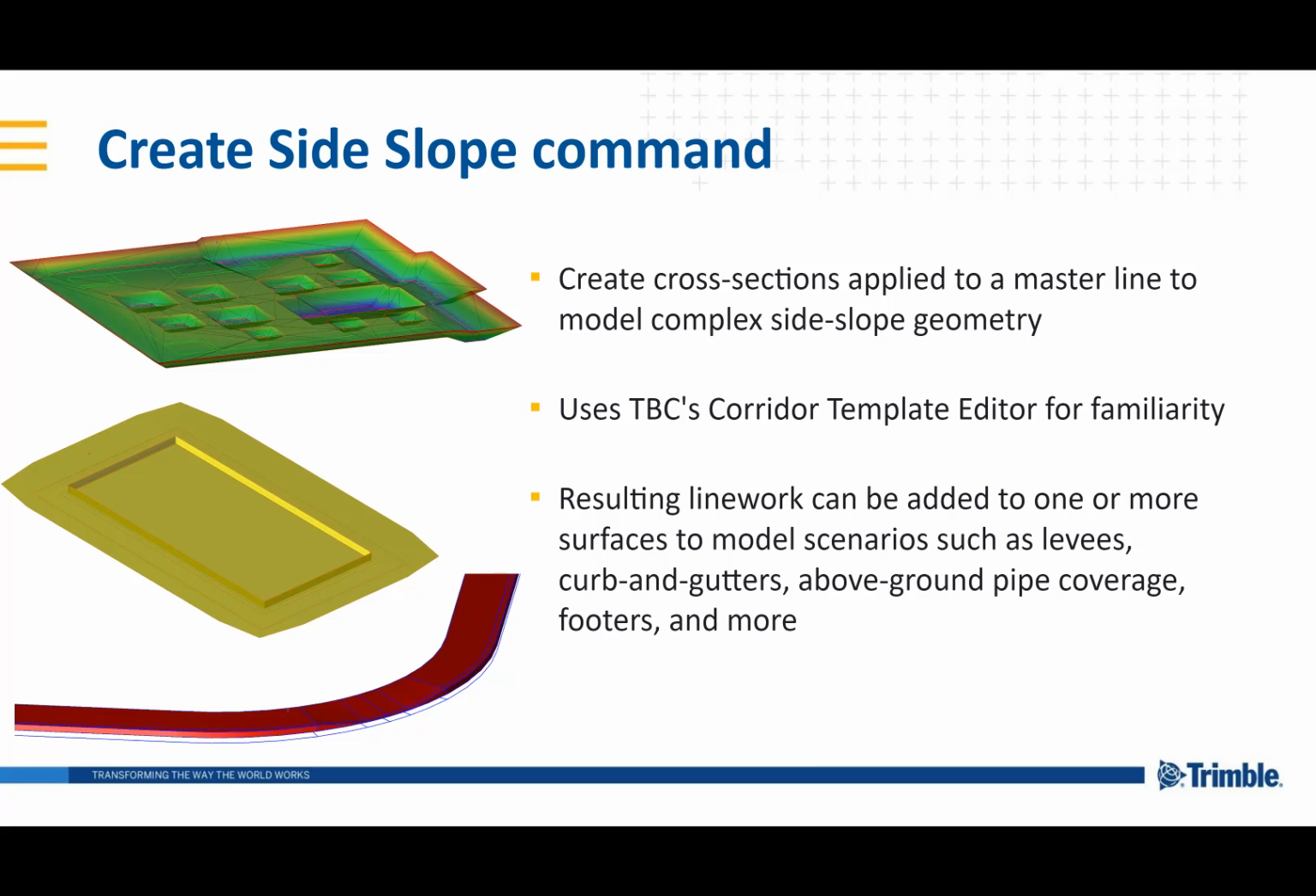And the resulting line work can be added to one or more surfaces. So this is a line work creating command. If you can then build surfaces from that, you can model scenarios much more easily that had previously been quite tedious or almost near impossible to model in a quick amount of time, such as levees, curb and gutters, above ground pipes, footers, and more. I've seen some really good work done with retaining walls here as well, with near vertical faces.